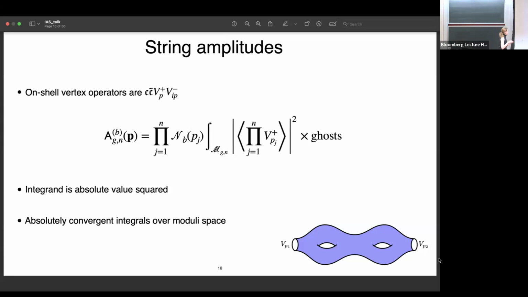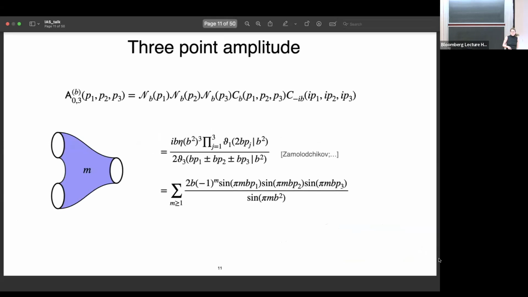So that's the reason why I have an absolute value squared here. And what's remarkable as well is that this moduli space integral is actually absolutely convergent. So we can put this, for example, on the computer, not for a super high genus, but we can put it on the computer, and this integral absolutely converges. Now in general, of course, this is still hard, but let me give you an easy example.